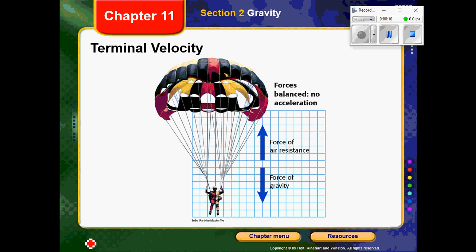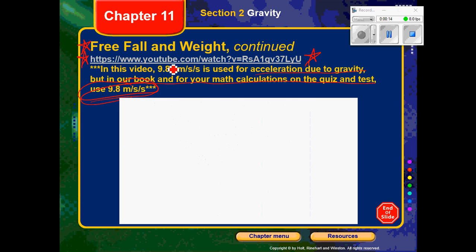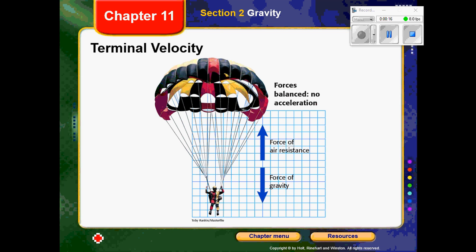Okay, so this is talking about the terminal. We talked about free fall, and we talked about terminal velocity. Look at this. This helps a lot, huh? What does that increase? We're talking about terminal velocity and how fast you go. What does that parachute increase?